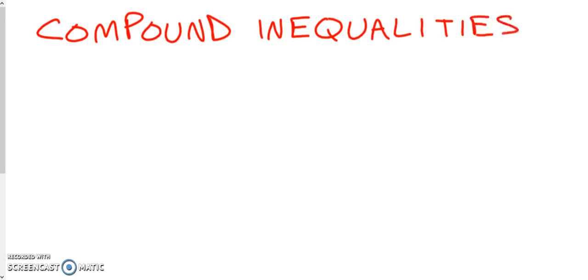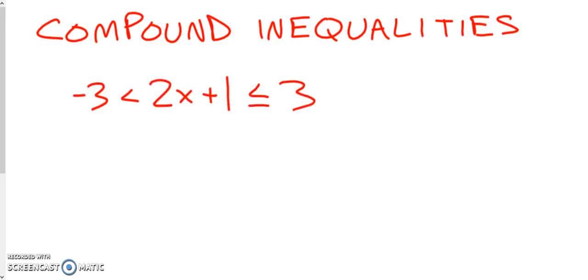Let's talk about compound inequalities. If you recall, a compound inequality is basically two inequalities squished in to make one inequality.